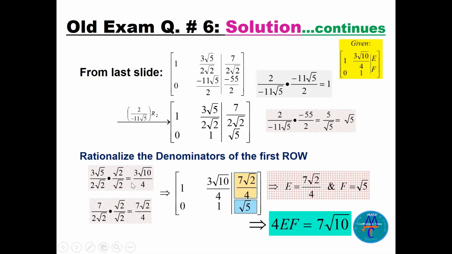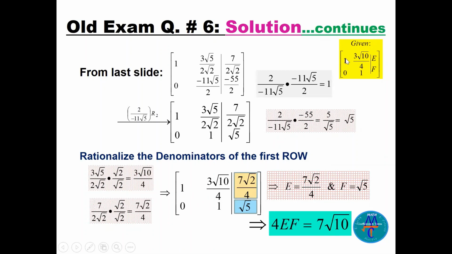Now, this number here, 3 square root of 5 divided by 2 square root of 2, I can multiply by the conjugate here, square root of 2 over square root of 2. This will be 3 square root of 10 divided by 4. Also, 7 over 2 square root of 2, I can multiply by the conjugate. So it will be 7 square root of 2 divided by 4. So this is what we have in the given.